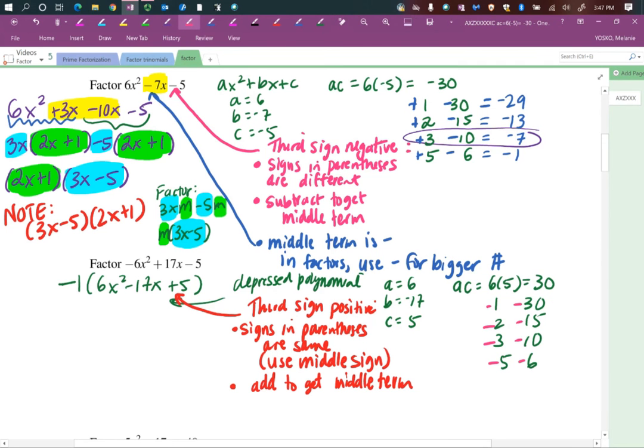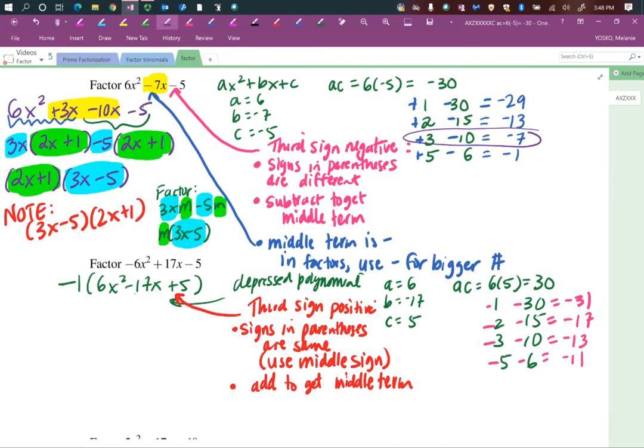I'm combining them. So that's like 1 plus 30, which is 31, but then I have a negative sign. Negative 2 minus 15, we add the numbers. So 2 plus 15 is 17, and then we use the sign they both have. Negative 3 minus 10, we're going to add the numbers. We get 13, and we use the sign they both have. Negative 5 minus 6, well 5 plus 6 is 11, but they're both negative, so we have negative 11.